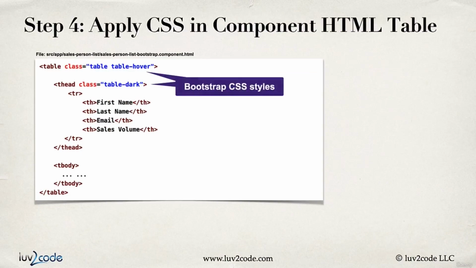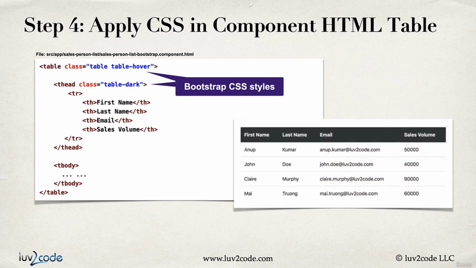For our table tag, we apply the Bootstrap CSS styles, class equals table, table-hover. And for the thead section, we set class equals thead-dark. And then this will give us a nice, beautiful Bootstrap table as we see here on the slide.